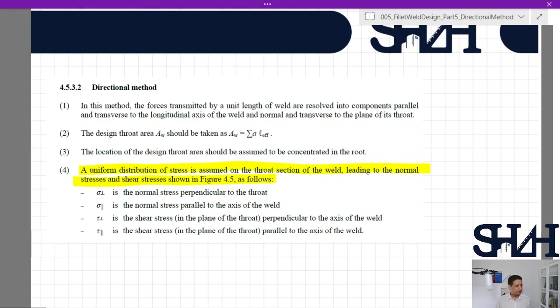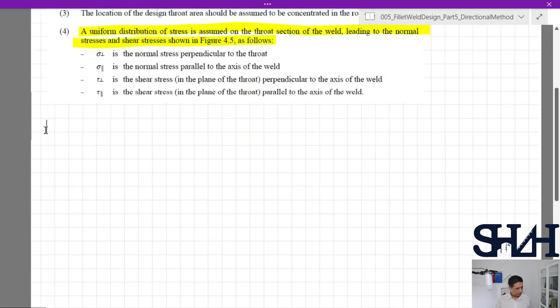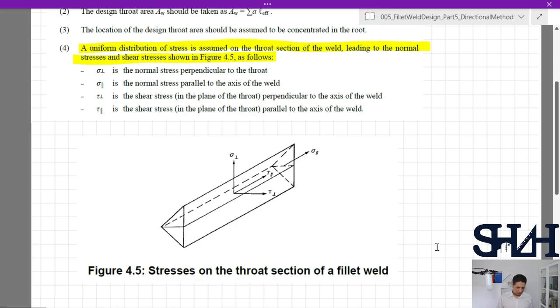We can have a look at this with the given figure. So here we can see how they are explained. Sigma parallel is applied to this surface. So it means that if we look at the longitudinal direction of the weld and if it is under shear force, this shear force can act as a normal stress to each section of that direction. Tau parallel, as sketched here, is parallel to the longitudinal direction of the weld in the plane that has the minimum area.